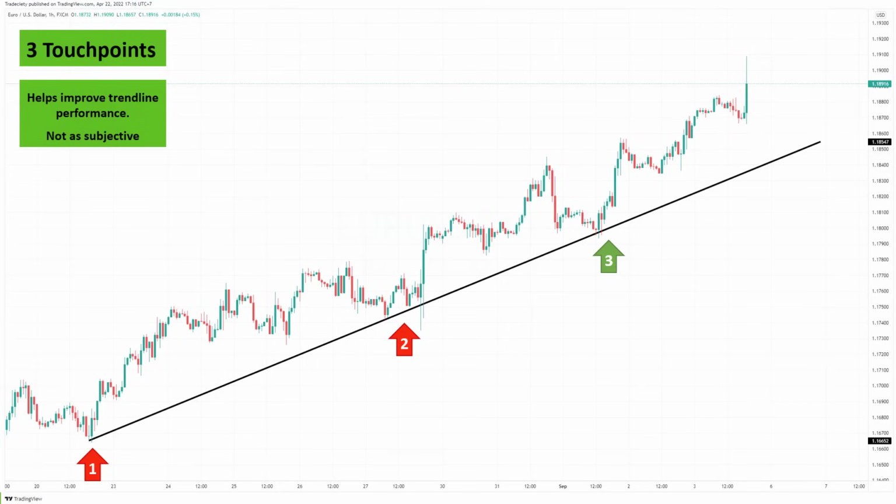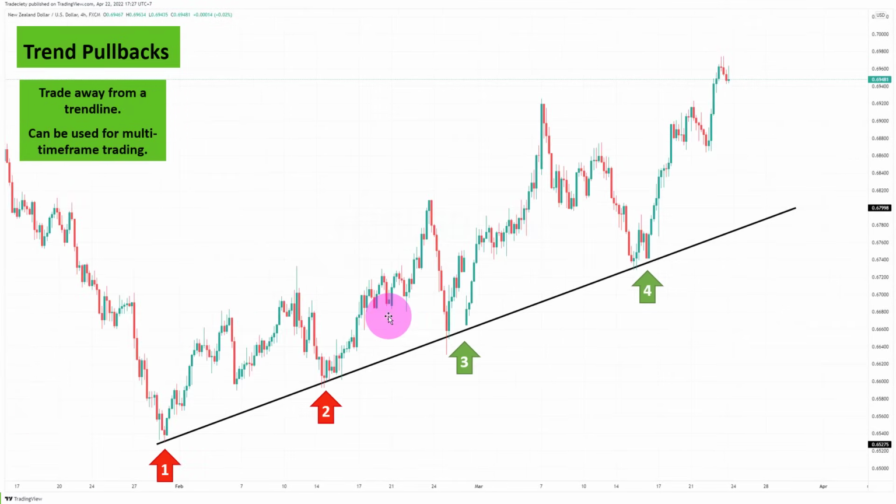Trend lines are more subjective than traditional horizontal support and resistance, and to make sure that your trend lines have a high quality, we have to make sure that every trend line has at least 3 touch points. Only when a trend line has 3 touch points are we talking about a valid and confirmed trend line. So that's very, very important.